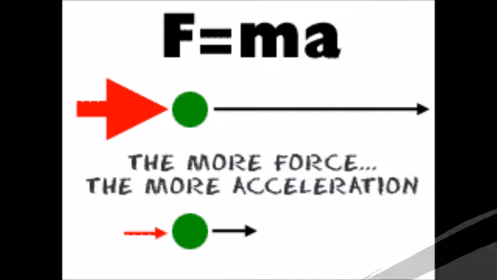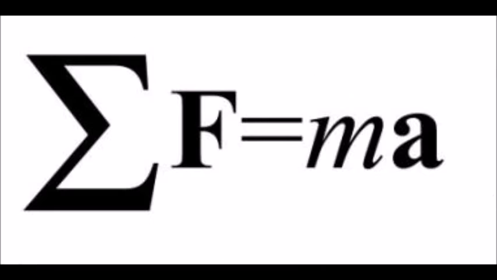Newton's second law is when a force acts on an object, the object accelerates in the direction of the force. Newton's formula for the second law is F equals ma, which I don't really agree with, but I'll talk about it later on. So back to Newton's second law.